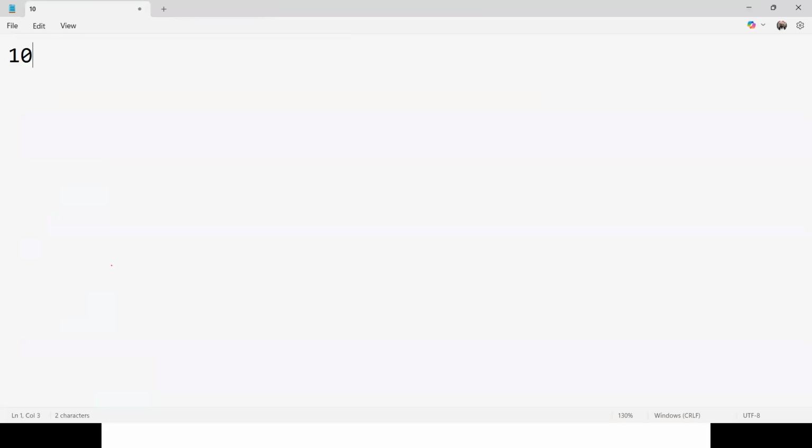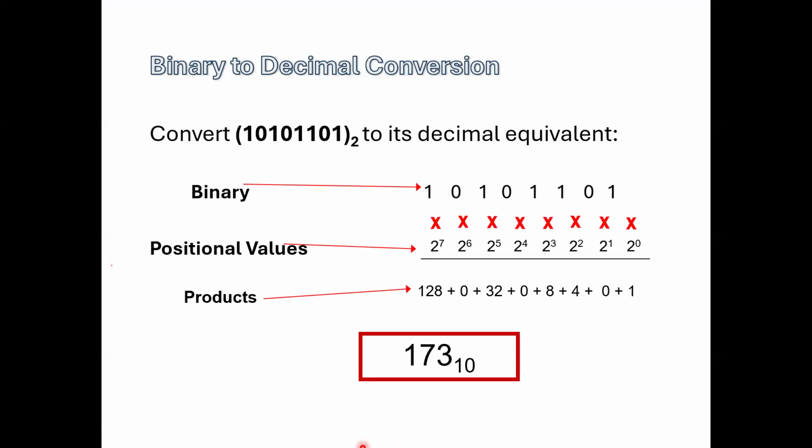I have 10101101 in binary. And my job is to convert this from binary to decimal. How will I convert this from binary to decimal? First of all, I have to take the positional values of the elements. In the slides, we talked about positional values over here somewhere.